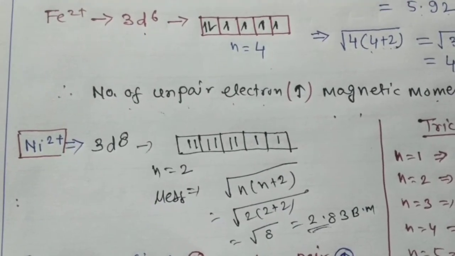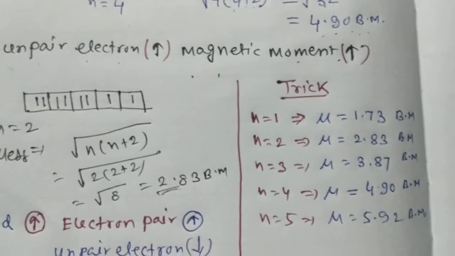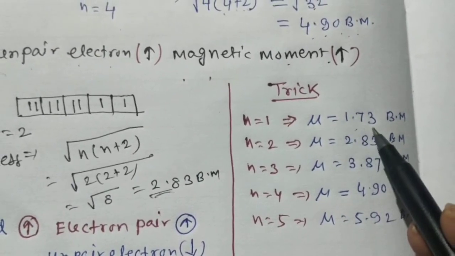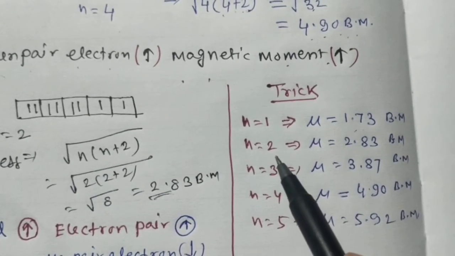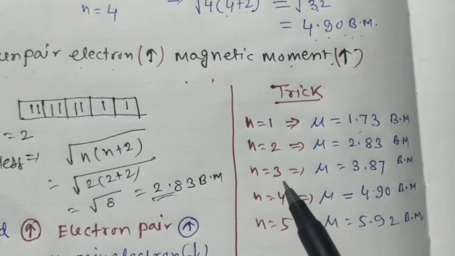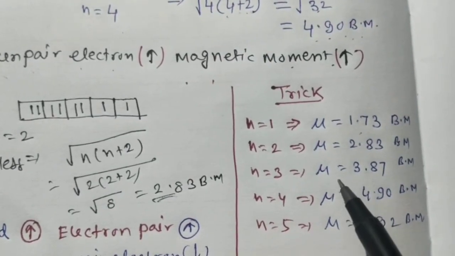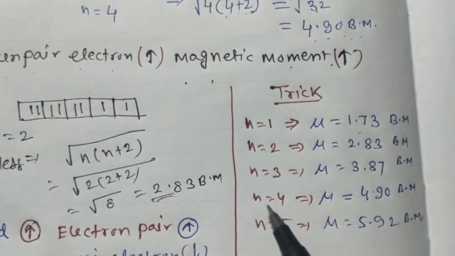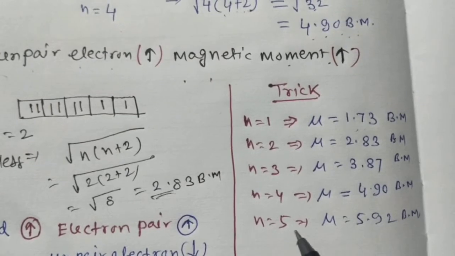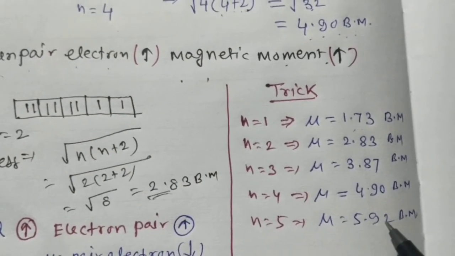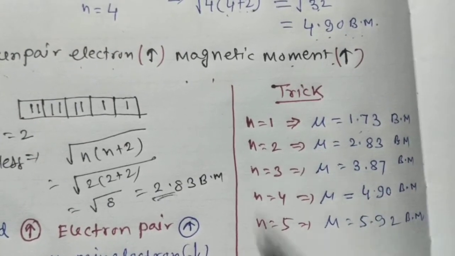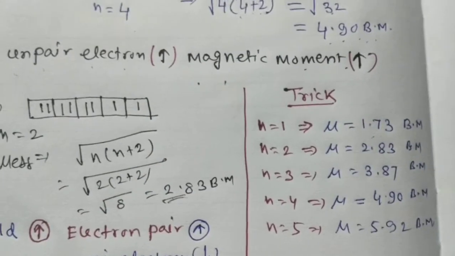The trick to calculation of magnetic moment. When unpaired electron is 1, then mu is equal to 1.73 Bohr magneton. When unpaired electrons are 2, then mu is equal to 2.83 Bohr magneton. When unpaired is equal to 3, mu is equal to 3.87 Bohr magneton. When unpaired electrons are 4, mu is equal to 4.9 Bohr magneton. When unpaired electrons are 5, mu is equal to 5.92 Bohr magneton. Please note it down.